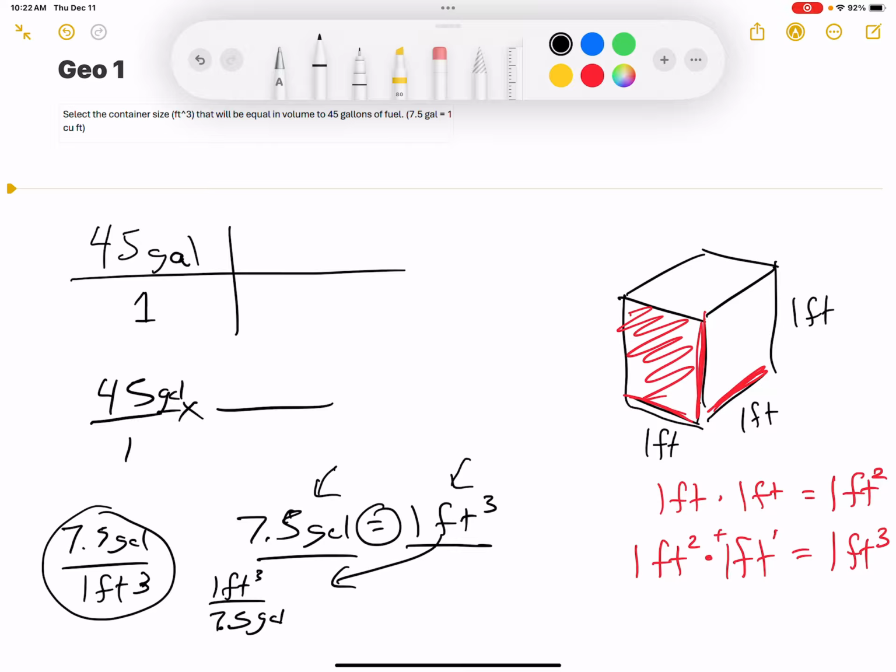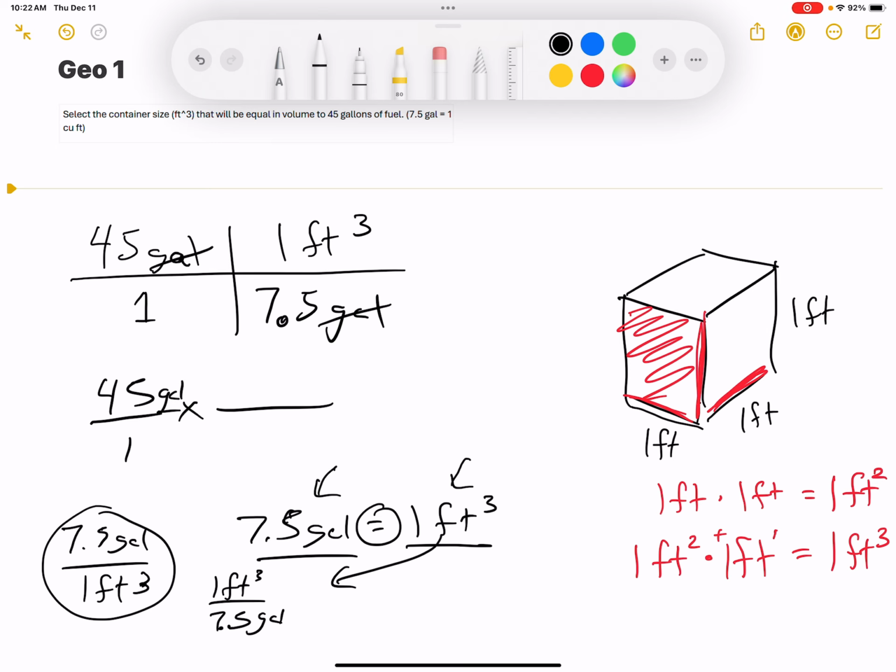When we're doing this, we want to make sure that if we're trying to get rid of our gallons, and we have gallons on the top, we pick the unit conversion that has gallons on the bottom. So whatever you're trying to get rid of, if it's on the top, you put it on the bottom. So we have 7.5 gallons equals 1 foot cubed.